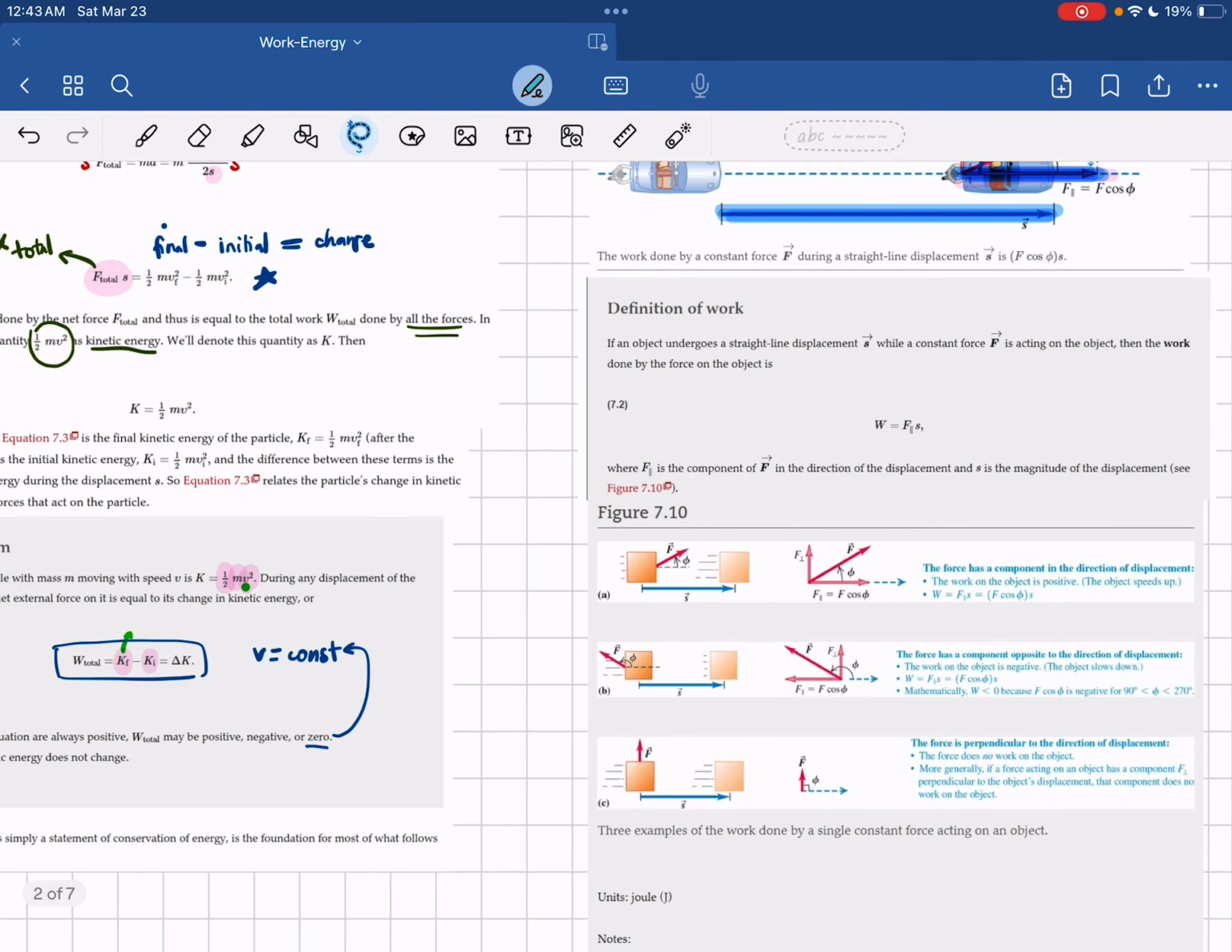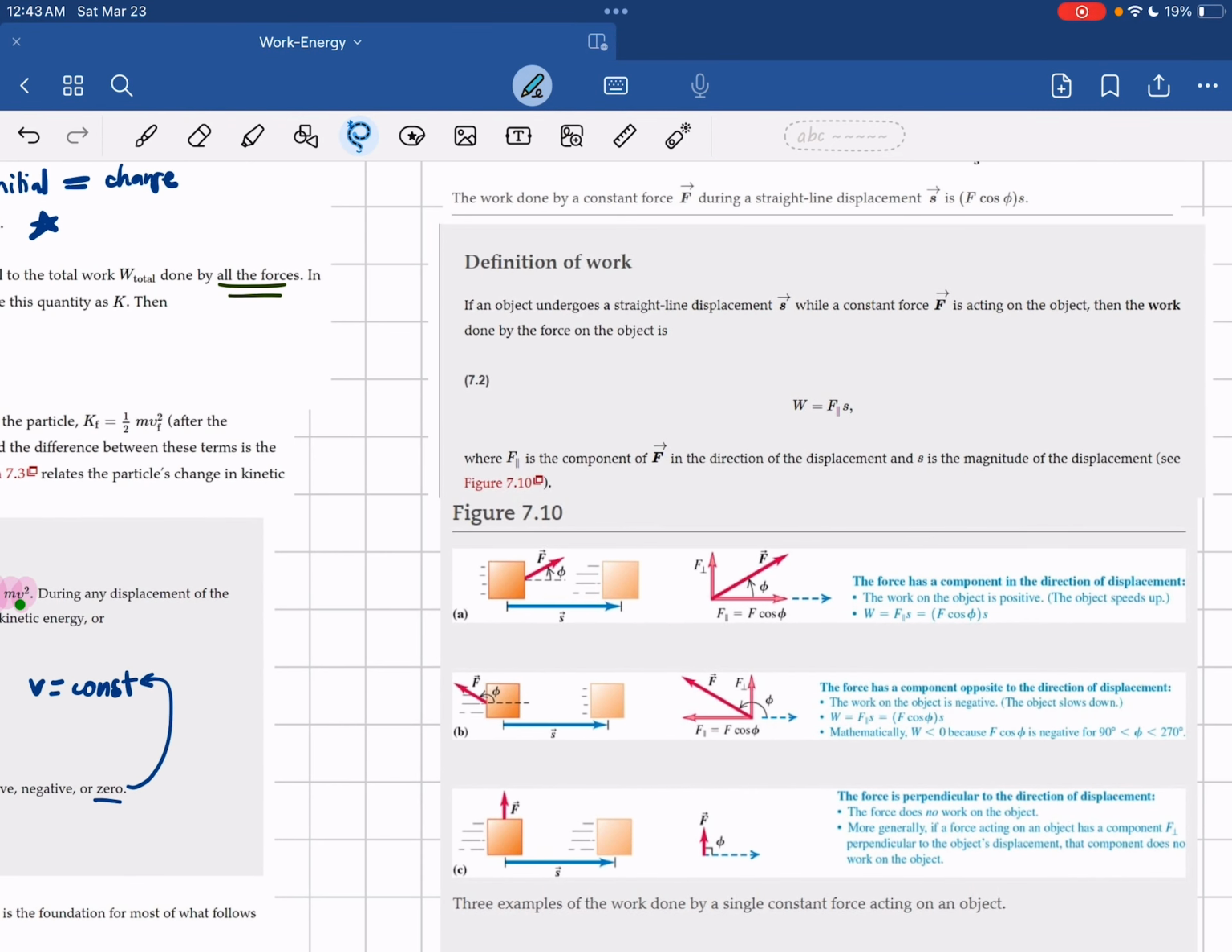Okay, so then from there, they can have a definition of work. If an object undergoes a straight line displacement s, while a constant force is acting on the object, then the work done by the force on the object is W equals F parallel times s, where F parallel is the component of vector F in the direction of the displacement, and s is the magnitude of the displacement.